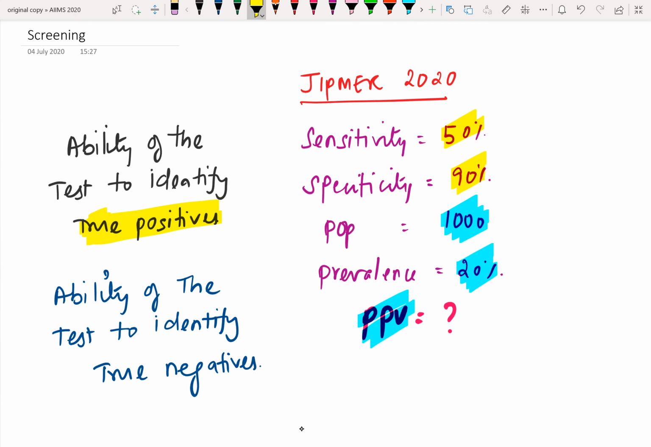This is sensitivity. What is specificity? Specificity means the ability of the test to identify true negatives. True negatives means non-diseased people. So are we clear? Some basics: sensitivity means the ability of the test to identify true positives, and specificity means the ability of the test to identify true negatives.